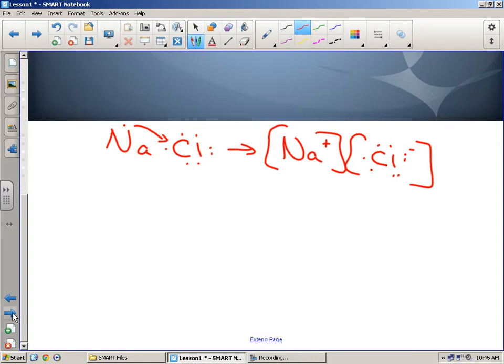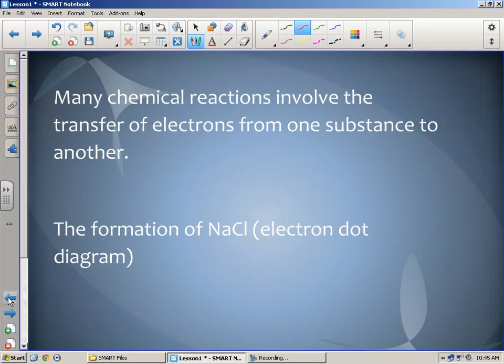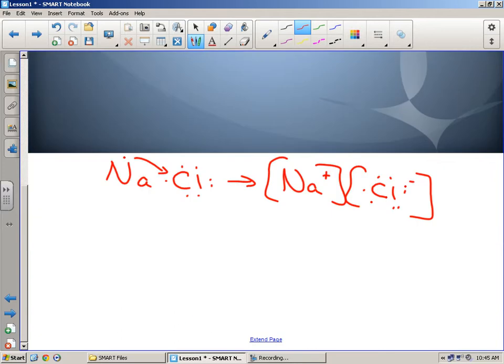Okay. So then we talked about oxidation and reduction. These are very important terms for you guys for this unit. Oxidation, of course, is the loss of an electron. So if we go back to our example here, which one is being oxidized? Sodium is being oxidized. It is losing the electron. And then we talked a little bit about reduction. And reduction, of course, is the gaining of electrons. In this case, chlorine is gaining electrons, so it is being reduced.